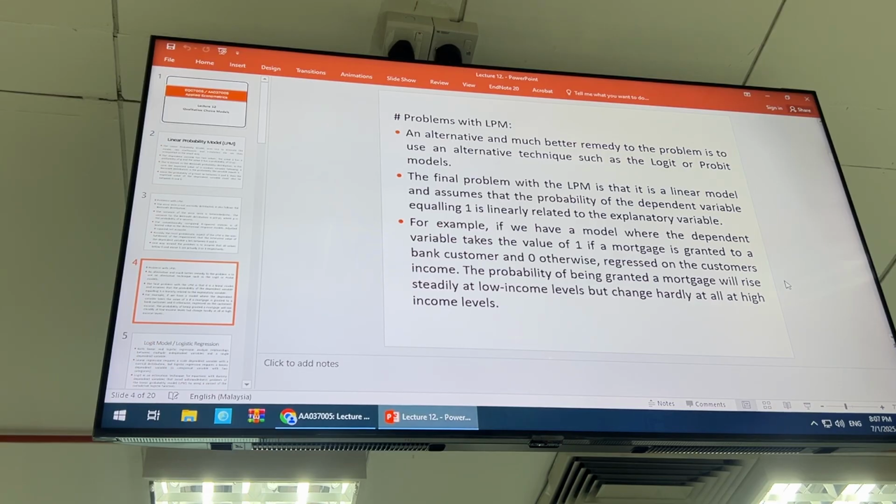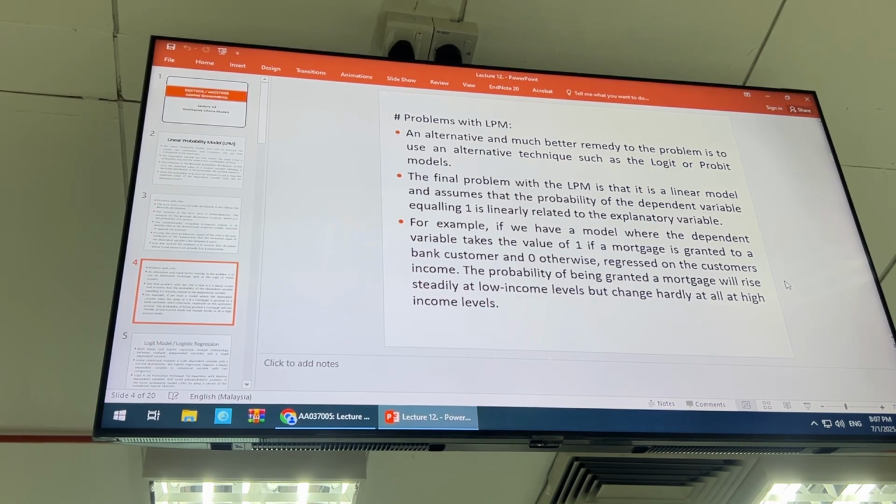It's not a good way to model the probability. An alternative and much better remedy to the problem is to use an alternative technique such as the logit or probit model. So in this lecture we discuss logit. Logit and probit are quite similar. It's easier to do the calculation of probability using a logit or probit model.